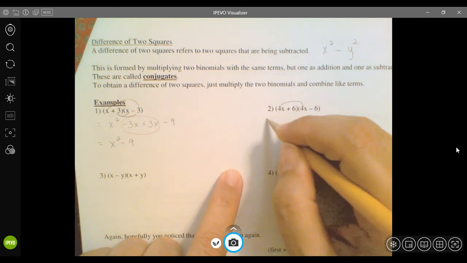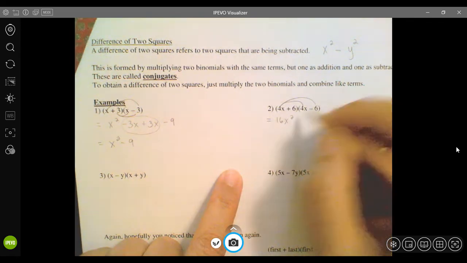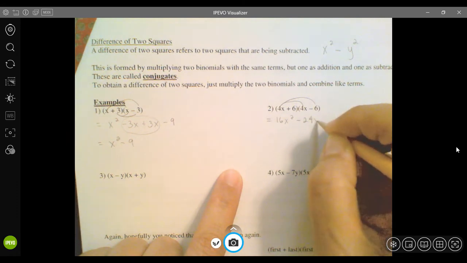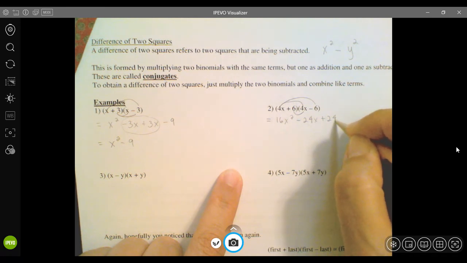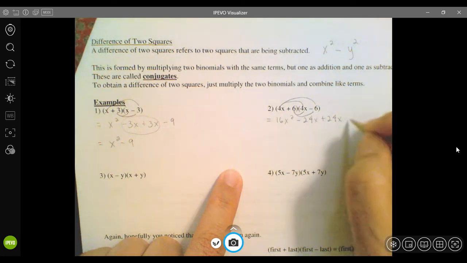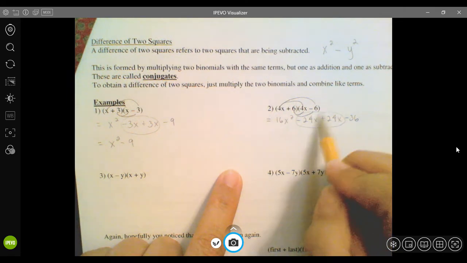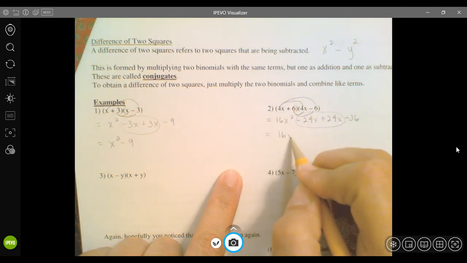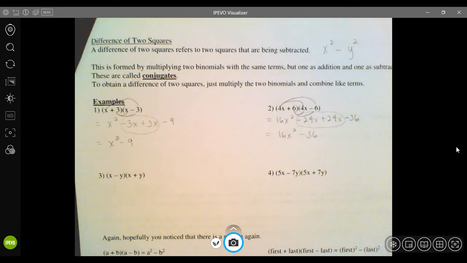First times first, 16x squared. Outside times outside, negative 24x. Inside times inside, plus 24x. Last times last is negative 36. Ooh, we zero out again. We're left with 16x squared minus 36.